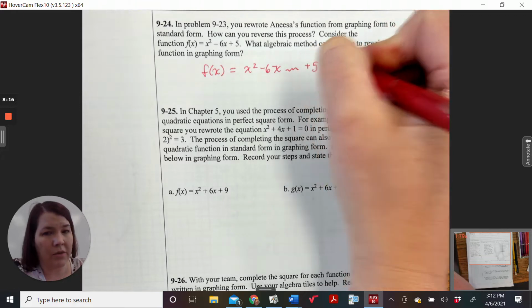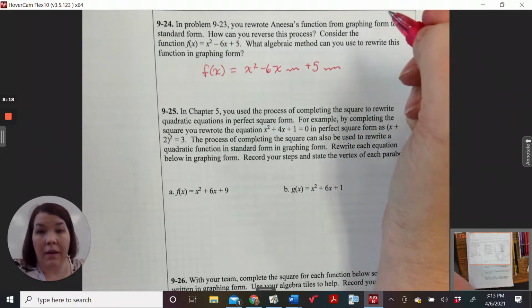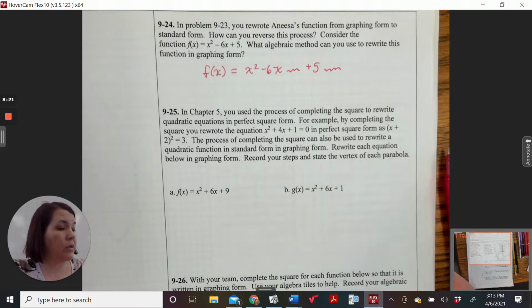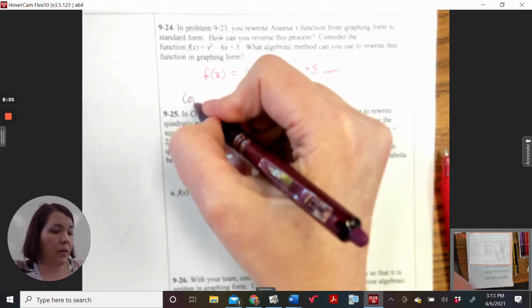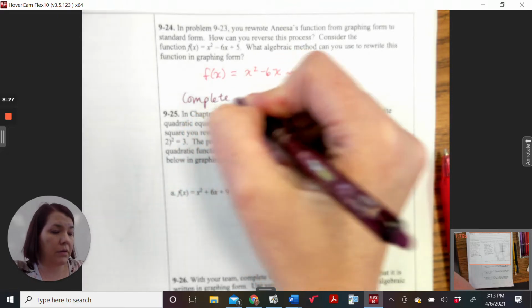This is how I would do it. And again, I'm not trying to do it, I'm just trying to spur something in your brain. So what do you think we're going to do? It's two words. We are going to complete the square.